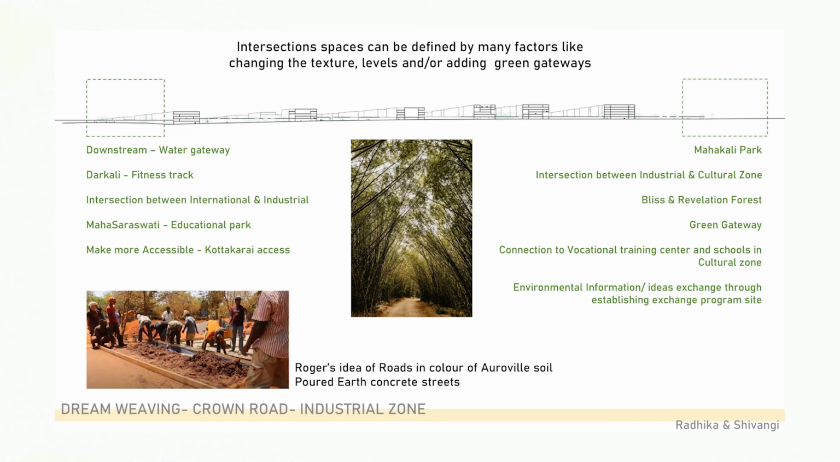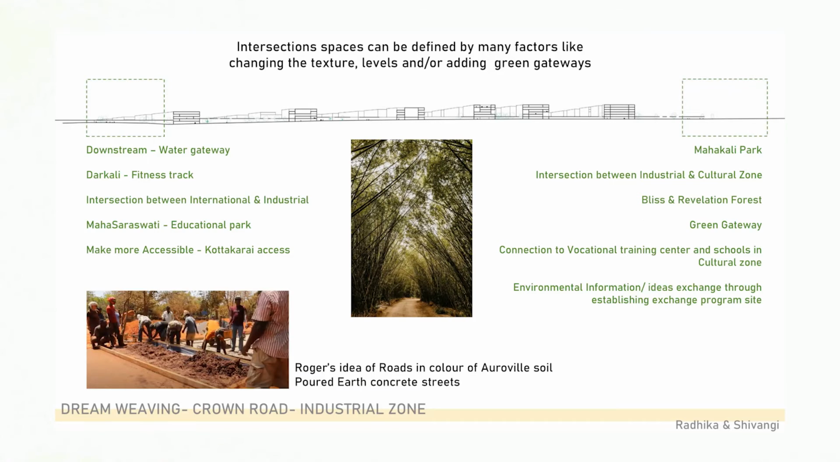These can be poured earth concrete streets. And the Mahasaraswati Park can become an educational park with many more educational activities, and there is already the Kali Fitness, which we can see how to integrate and make more accessible. On the other side, at the intersection with the industrial and cultural zones, vocational training and handicraft activities can start merging together.